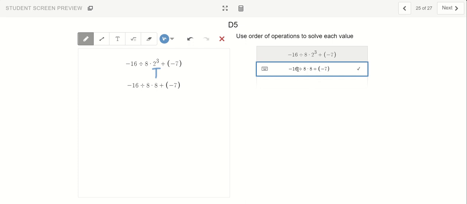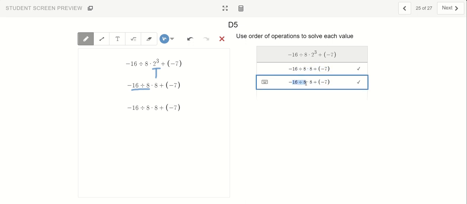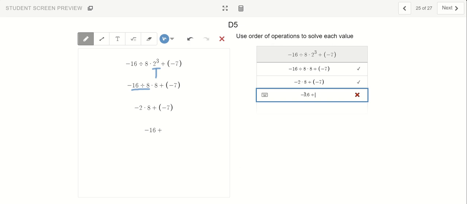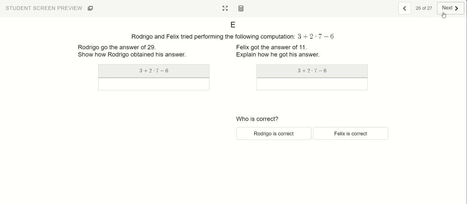Now, notice that we have division and multiplication all in a row. So again, we're going to default from left to right. So going from left to right, negative 16 divided by 8, that's going to be negative 2. From here, negative 2 times 8, that's going to be negative 16. And then 16 reds and 7 more reds, that's going to be 23 reds, negative 23.